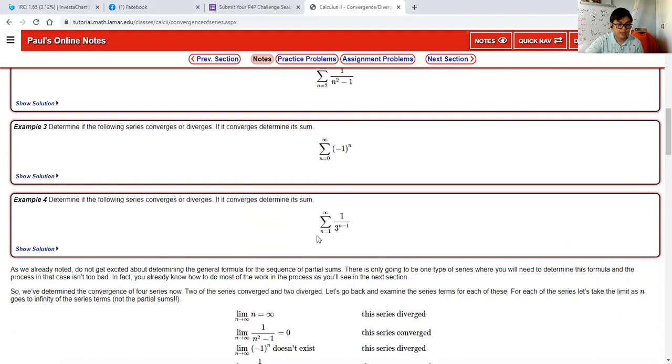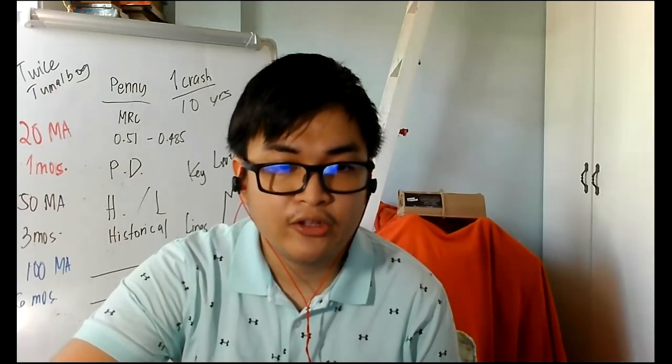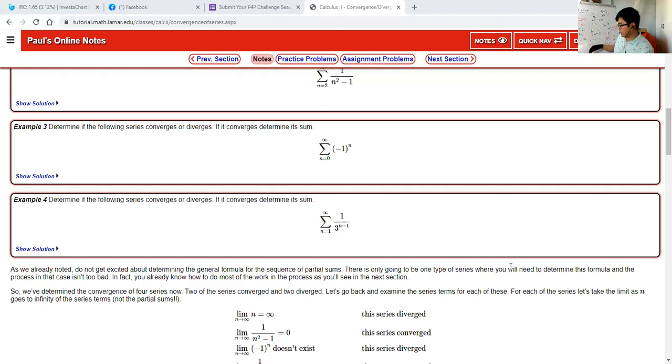How about this one? Example number 4. Ito pwede tayo magano dito. Example number 4. Geometric series naman to kasi. Naalala nyo ba yung problem? So, rewrite ko lang para maalala natin. That will be summation of n is equal to 1, 1 over 3n minus 1, from 0 to infinity. Okay. From 1 to infinity, rather.